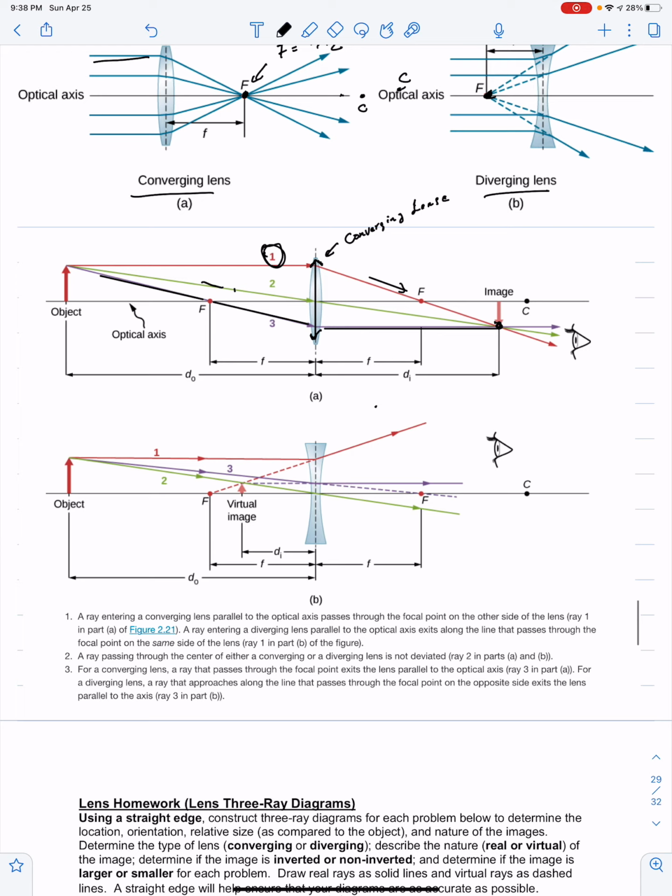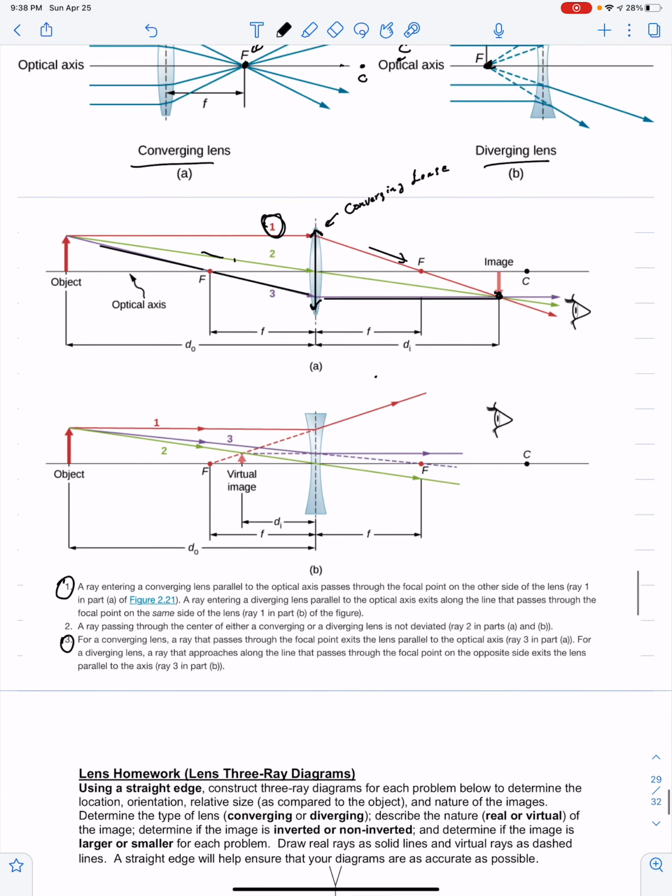So the first one, remember this, goes parallel and hits the image opposite of where it's located. For our converging lens, it hits the furthest focal point. Then the third one hits the nearest focal point for our converging lens.